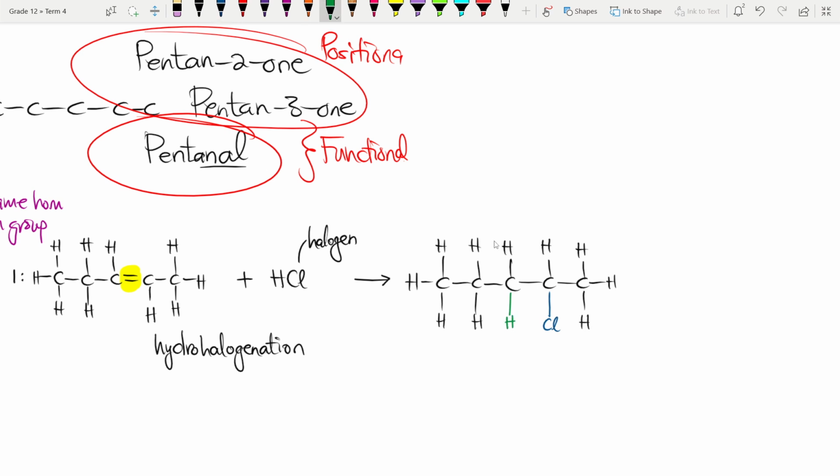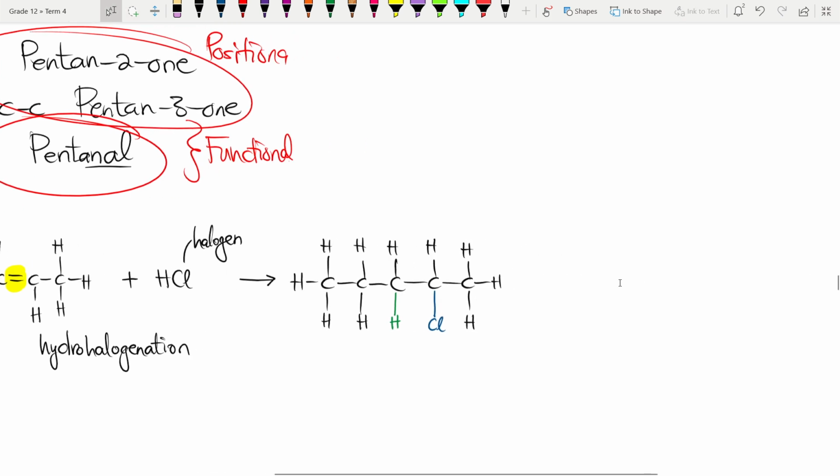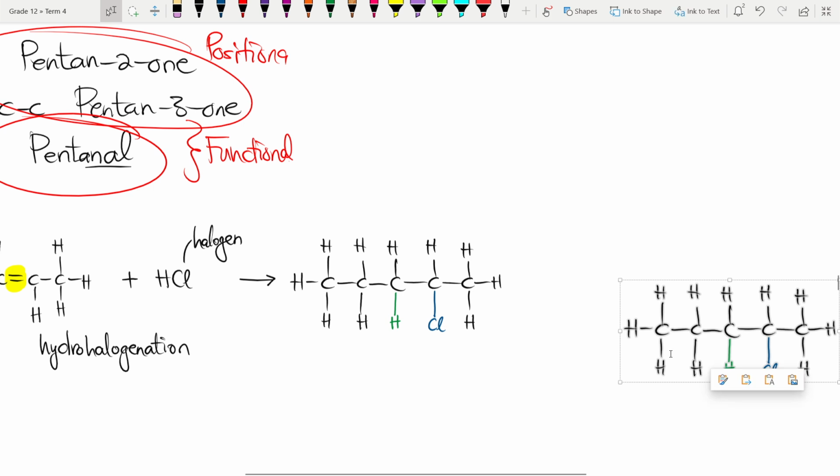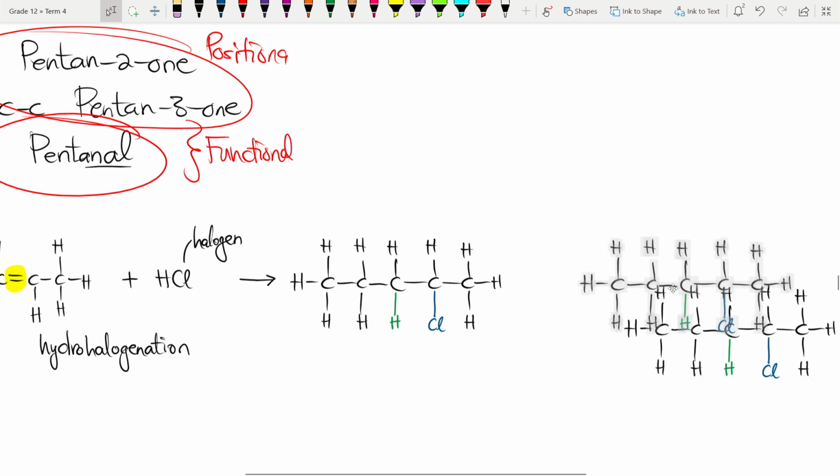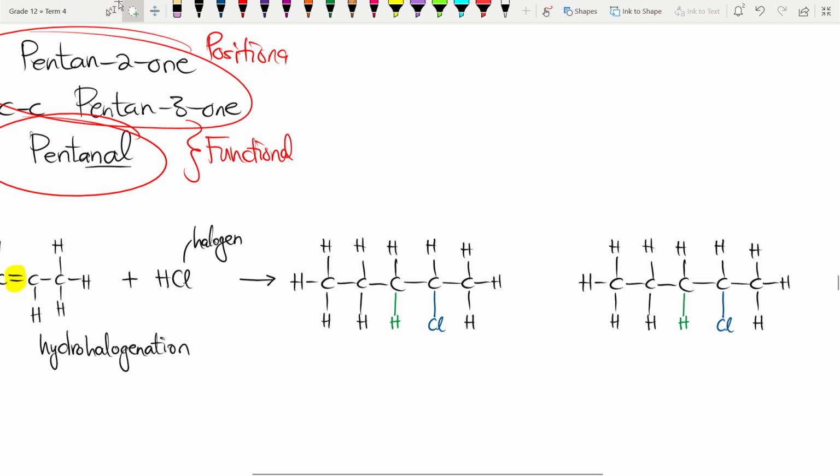But what matters is that you're going to end up with two products that are similar. The only difference is where the chlorine is going to choose to go. In this case, the chlorine has two options. It can either go on the green line or on the blue line. That's why you have two products. Or I can have chlorine going on that green line like this. So that's compound A and B, just like that.